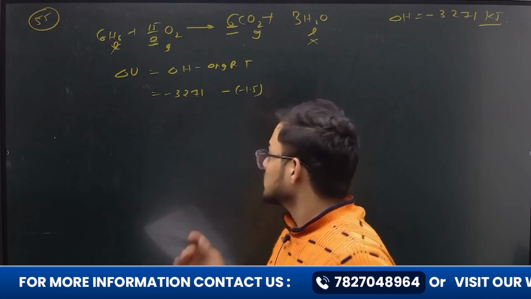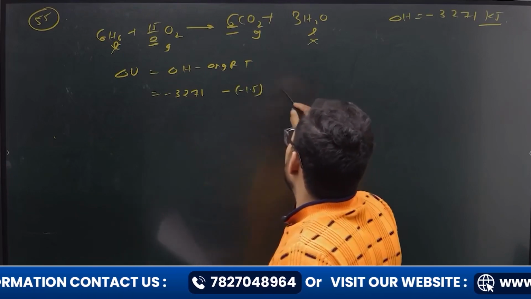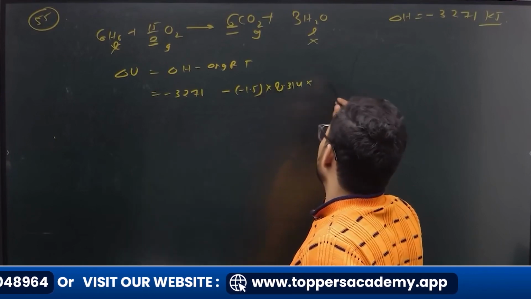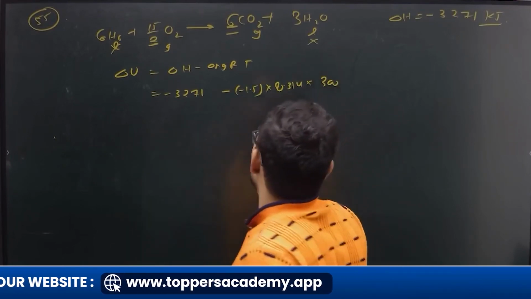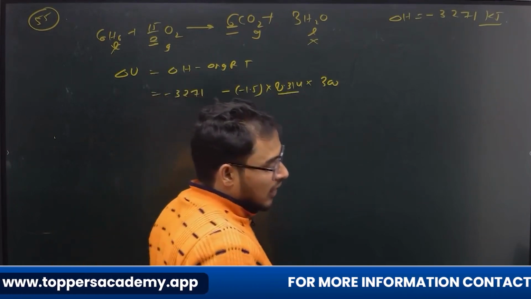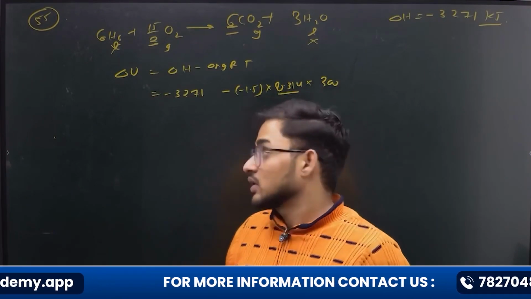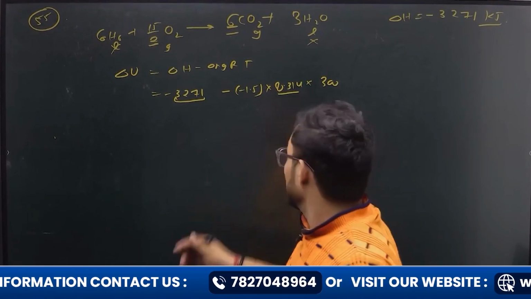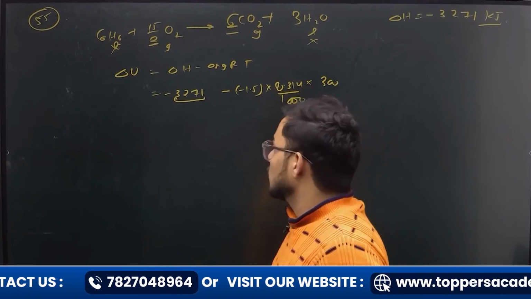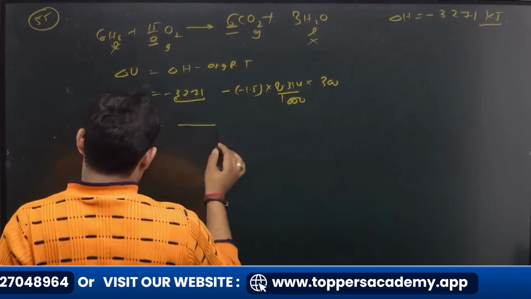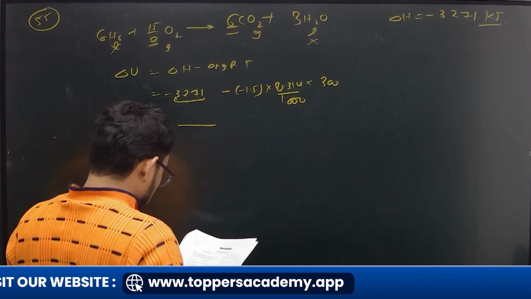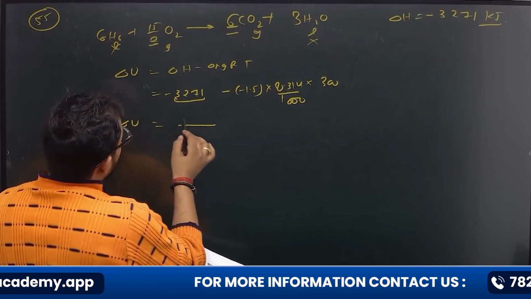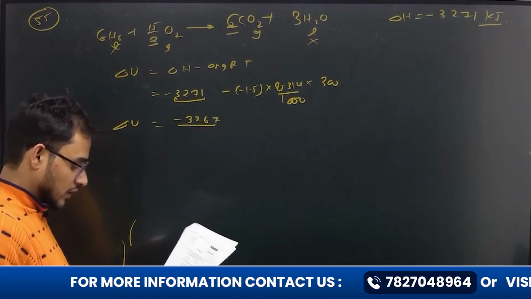Now you can say minus 3 by 2 mole. R is 8.314. Temperature is 27 degrees Celsius, that is 300 Kelvin. It is in joule because the value of R that you have taken is in joule. If delta H is given in kilojoule, you will have to convert it, so you will divide by 1000. You will get the value of delta U. I'm not going to calculate here; it is minus 3267, the value of delta U.